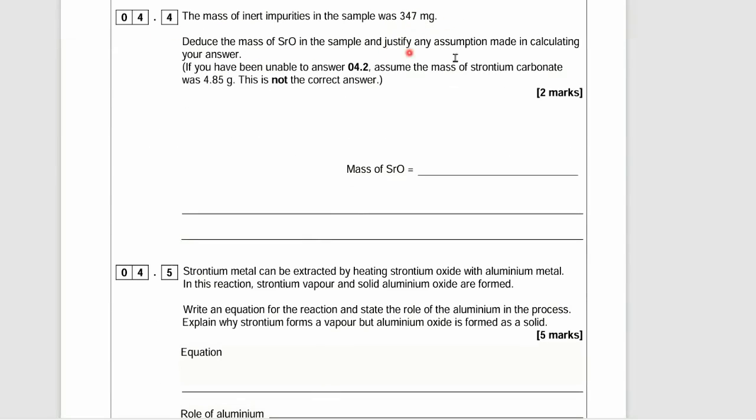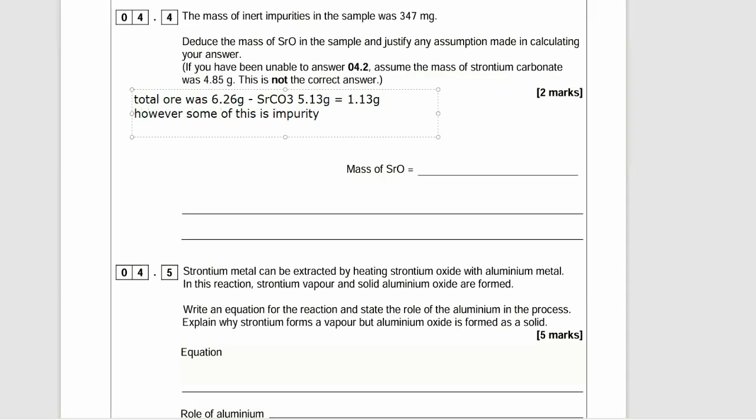4.4. The mass of inert impurities in the sample was 347 milligrams. Deduce the mass of strontium oxide in the sample and justify any assumption made in calculating your answer. So we know the total mass of the ore was 6.26 grams. We know the carbonate was 5.13 grams. So guess what? We can work out that there are 1.13 grams left over. Of that, 347 milligrams is impurity, so it can't be the strontium oxide.